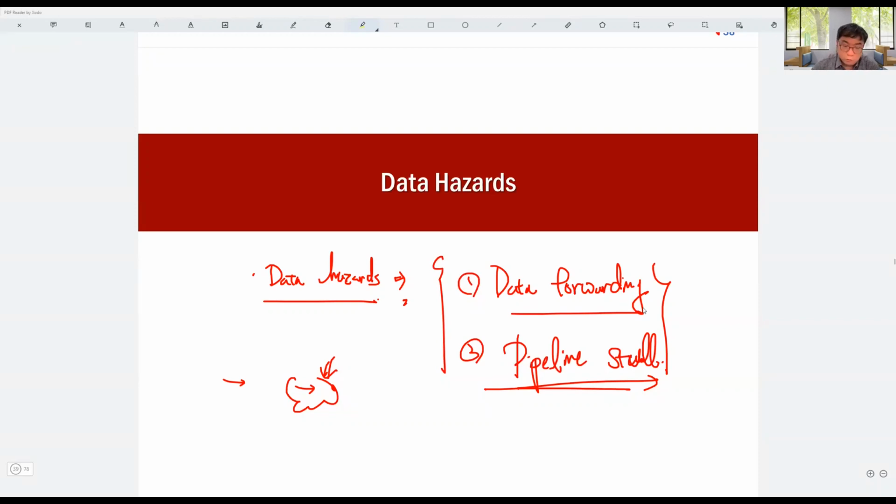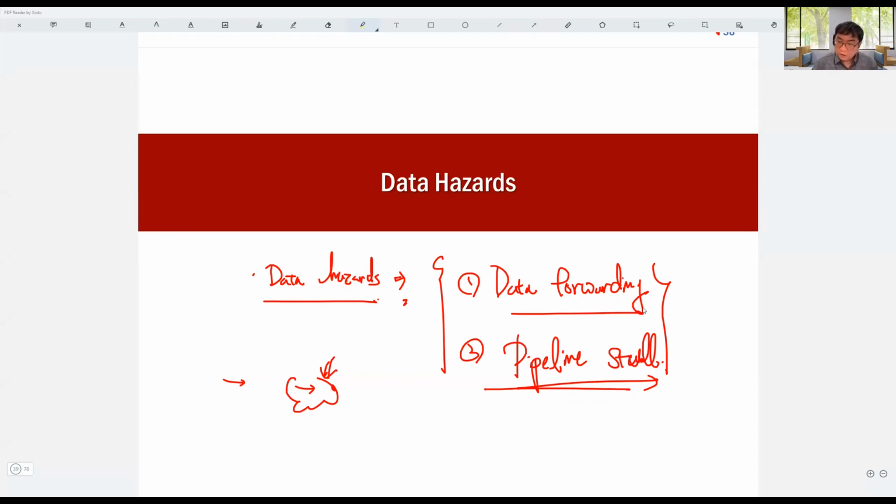So I will review what we learned in the previous class. We learned how to handle data hazards in the pipeline processor. I said this is a very important topic in the pipeline processor, because we need to reduce hazards.